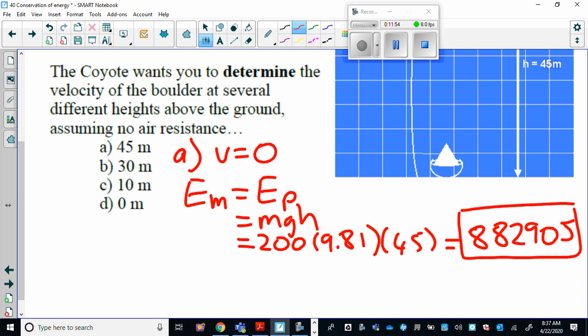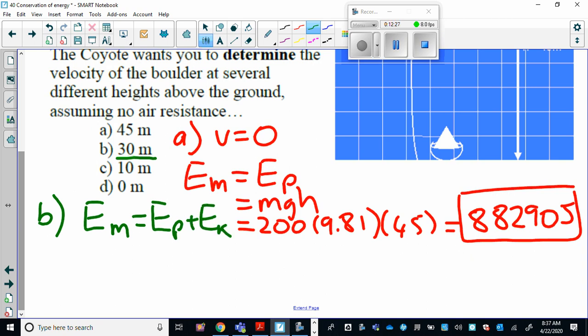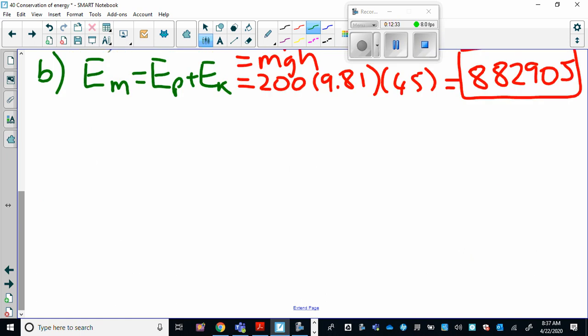Let's remember, that's the mechanical energy, and no matter where the boulder is, it will always have that much mechanical energy. And knowing that is going to enable us to calculate the velocity much faster than if we just repeat this whole process every time. So now we can start doing the other questions. B is when it's at a height of 30 meters. So we know that the mechanical energy always equals the potential energy plus the kinetic energy. And what are we solving for here? We want to know the velocity.